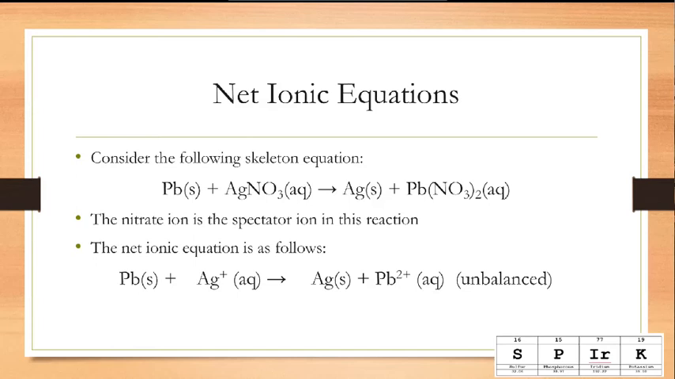And now this is unbalanced, and it's unbalanced because of the charge. We have a 2+ on the right-hand side and a 1+ on the left-hand side. So to balance that out, we're going to put a 2 here. That gives us 2 silver ions, so now our charges are balanced on each side. But now we need to also balance out the silvers. So when balancing net ionic equations, we need to make sure that the law of conservation of mass holds true, balancing out our elements as well as balancing out our charges.